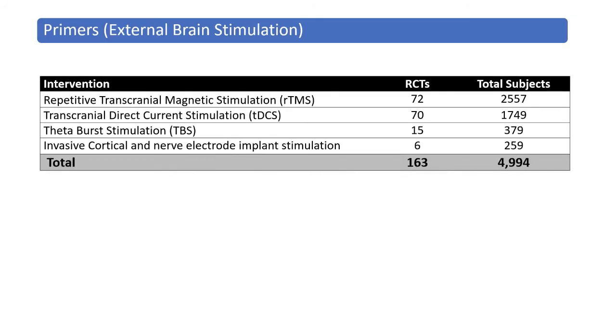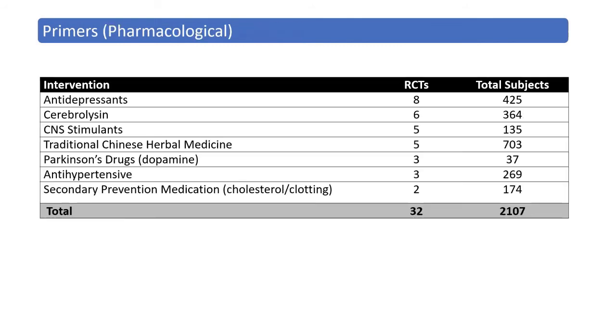Here are the examples of the external brain stimulation therapies, and there are a total of 163 RCTs that examine these therapies. The final primer category is the pharmacological agents, and in total, there are 32 RCTs which investigate different drug compounds.